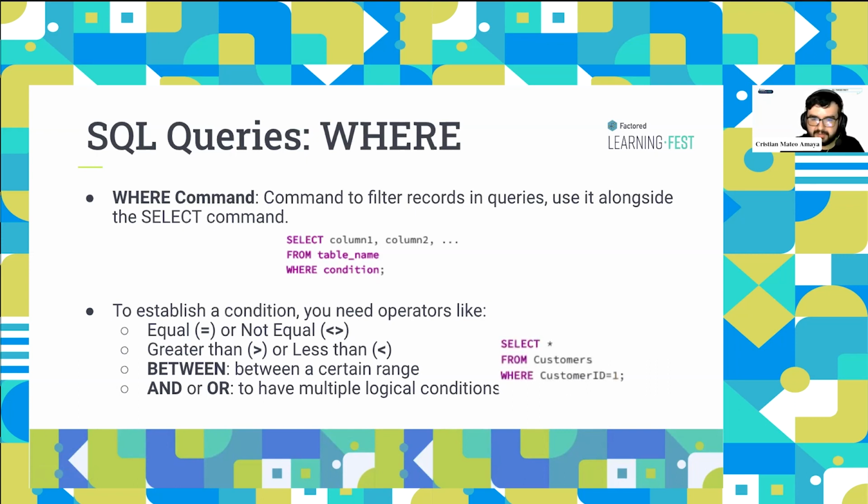For example, one basic example is: I want to select all the columns from the customers table where the customer ID is 1. This will bring me only the first customer, the customer that has the ID number 1.